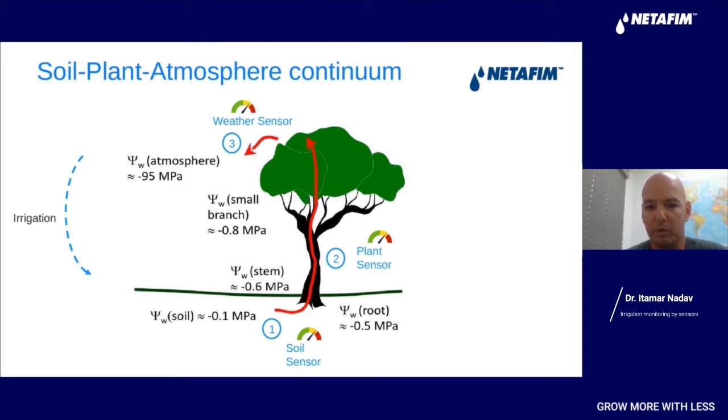We can monitor the soil to see if there's enough water in the soil. We can monitor the plant to see if it's under stress or not. And we can monitor the weather and the environment in order to see what the water demand in the environment is, because this is what will determine how much water the plant will consume. In the end, our goal is to close the loop and to give irrigation according to the plant requirements.